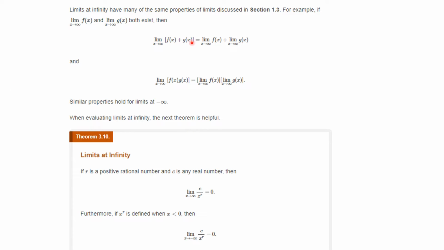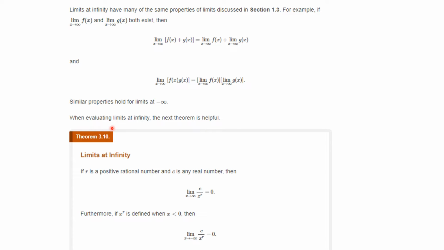Limits at infinity have many of the same properties of limits that we've discussed before. For example, the limit as x tends to infinity of the sum of f and g is the sum of the limits. And the limit as x tends to infinity of the product of f and g is the product of the limits. And again, we're assuming that all these limits exist. And similar properties hold for minus infinity.